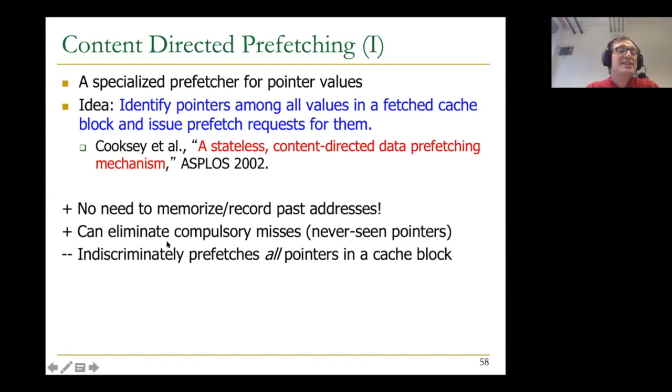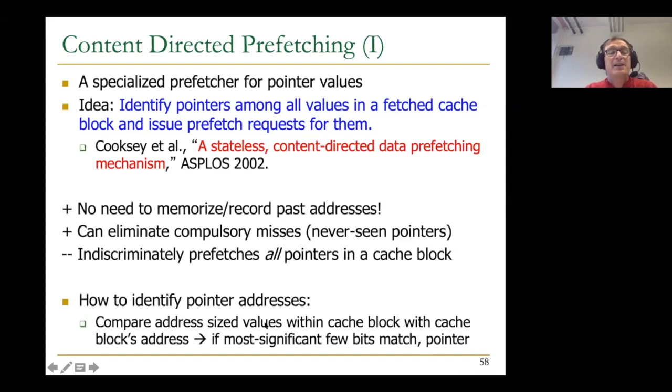Of course, the downside is this indiscriminately prefetches all pointers in a cache block. So maybe you want to be a little bit more intelligent, and maybe software can guide you in that. And I'm going to briefly describe a work that does it, but I'm not going to tell you exactly how it does it. So of course, there's a question over here. How do you identify pointer addresses?